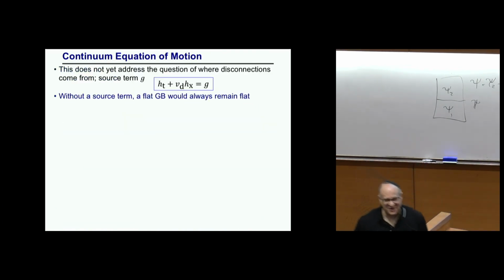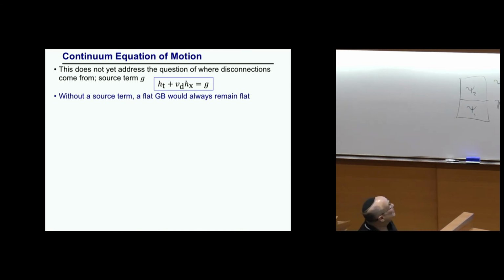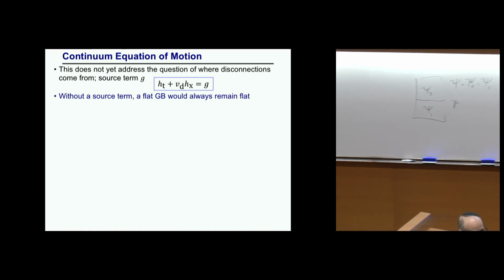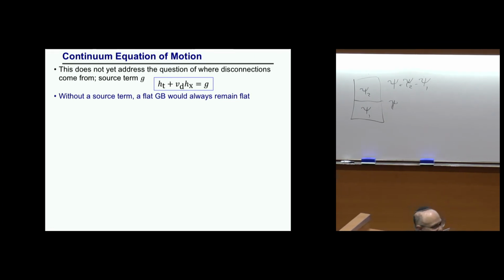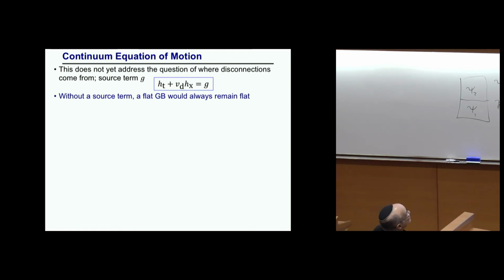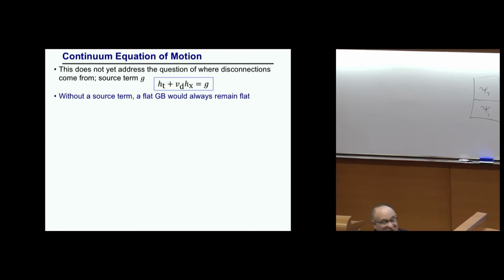Okay, one more piece, and then we're ready to go. This was the conservation law we had before: this is the rate of change of the height of the height profile, this is the velocity of disconnections, and that's the density of disconnections. Before, we said the right-hand side is 0. But if it were 0 on the right-hand side, that means that if the slope is initially 0, it'll always stay 0. So I have to add a source term.